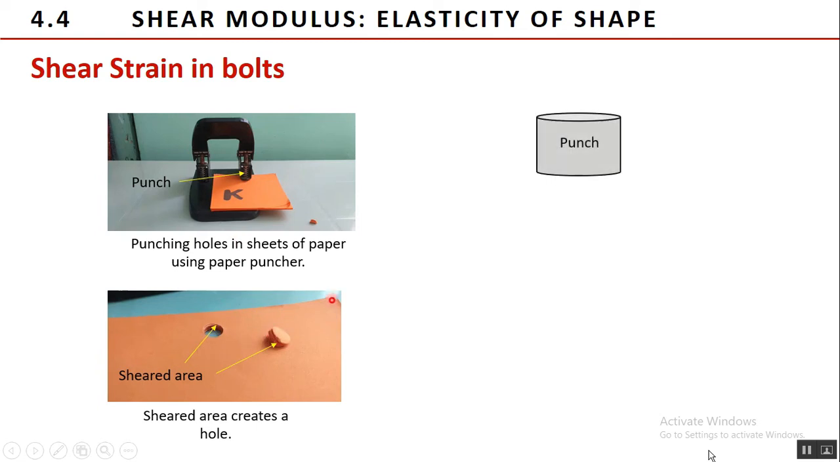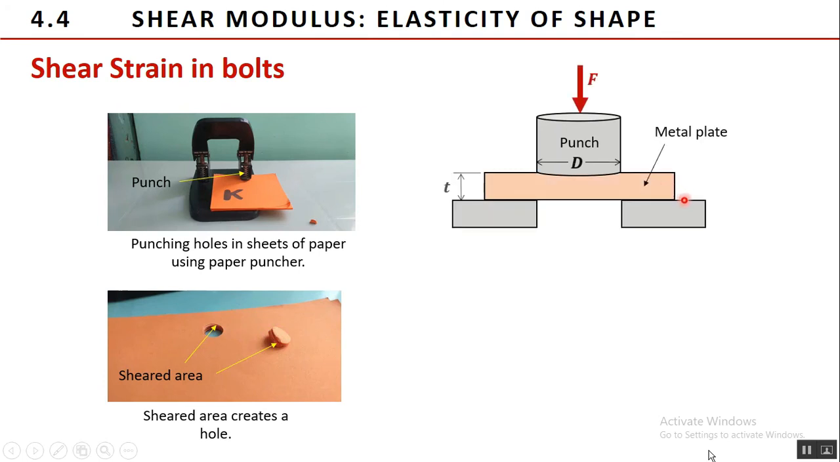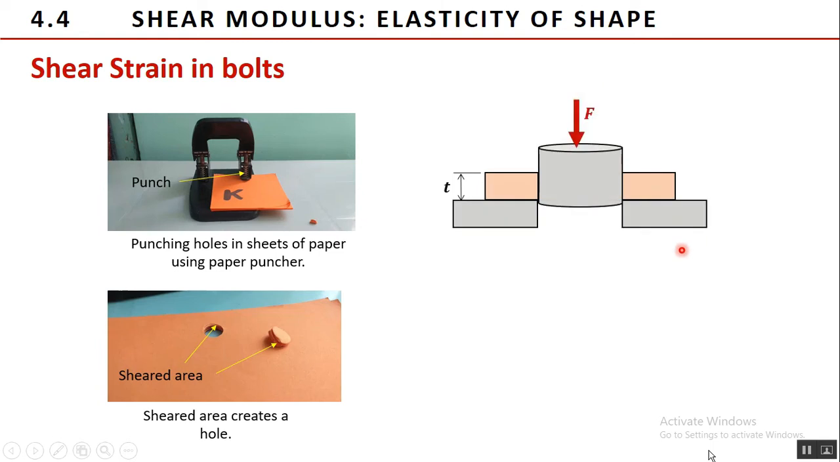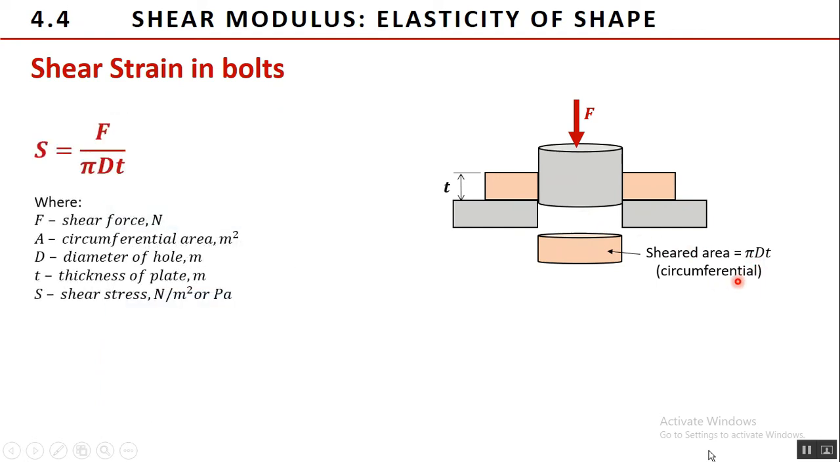Imagine a punch of diameter d is being pressed with a force F into the surface of a metal plate of thickness T. As the punch penetrates, the plate experiences shearing stress until a cylindrical piece is removed from the plate, hence creating a hole in the plate. The sheared area is equal to the circumferential area of this cylindrical piece. Therefore, the shear stress in punching a hole is given by the expression shear force F, divided by the shear area pi times the diameter d of the hole, and thickness of the plate T.